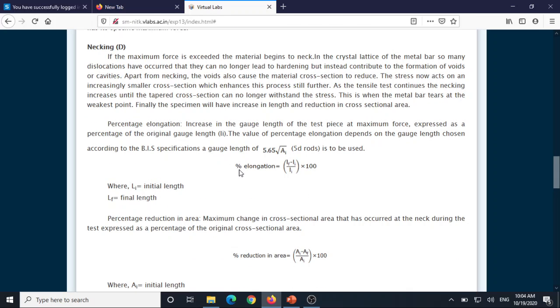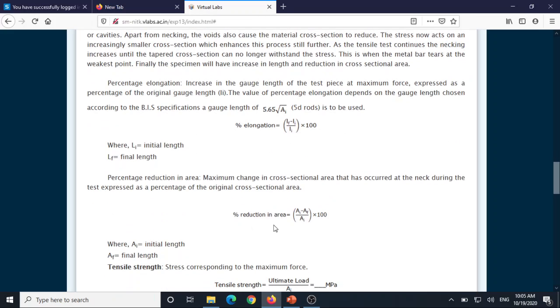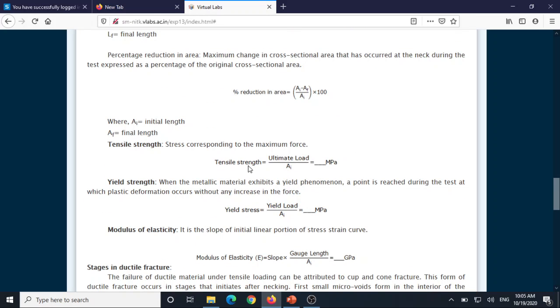formulas. Percentage elongation is equal to final length minus initial length divided by initial length, into 100, which represents the percentage. Similarly, percentage reduction in area is initial area minus final area divided by initial area. The tensile strength is the ultimate load divided by initial area. The result should be in megapascal. Yield strength, that is yield stress, is equal to yield load divided by initial area.